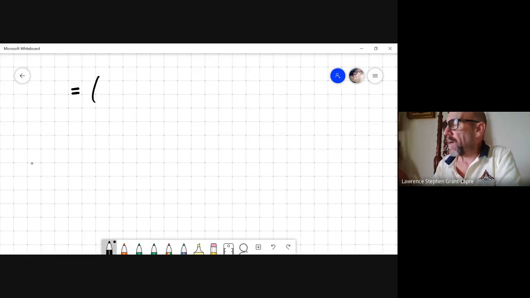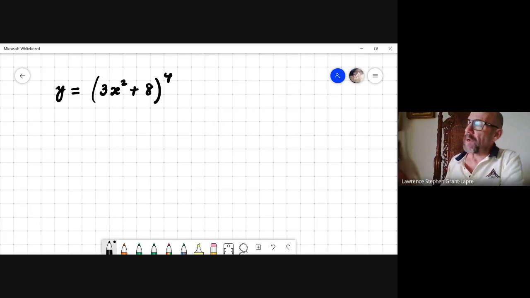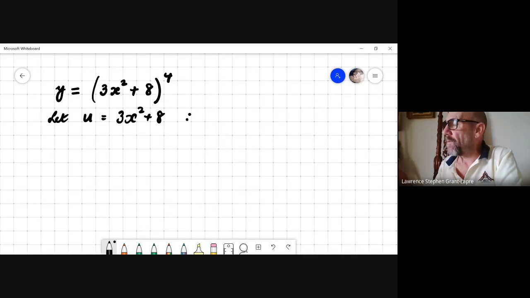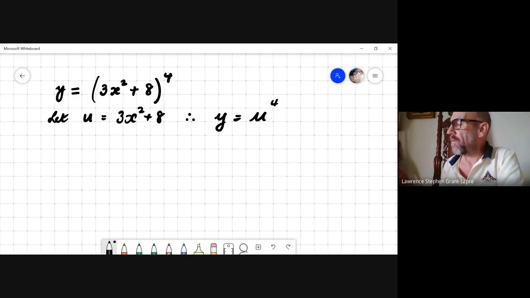If we have a bracket and we have a power, and we're asked to find the derivative of this. So there's two ways to do this. One is the traditional way, where you let u equal that bracket, 3x squared plus 8. Therefore, what we have is y equals u to the power of 4.